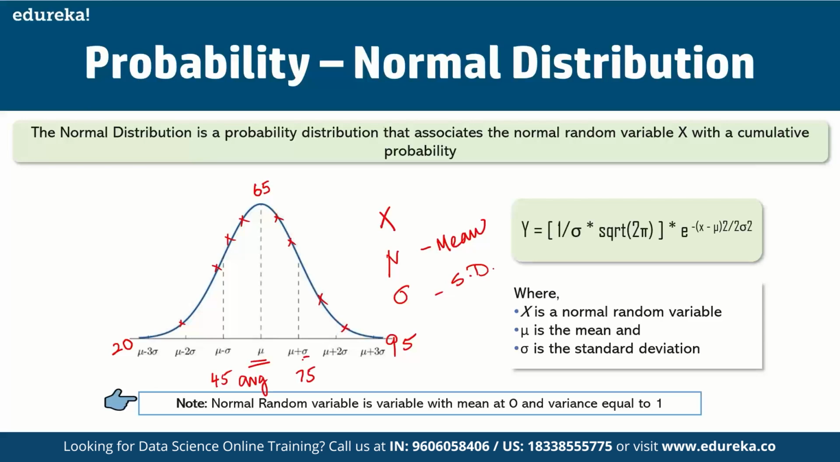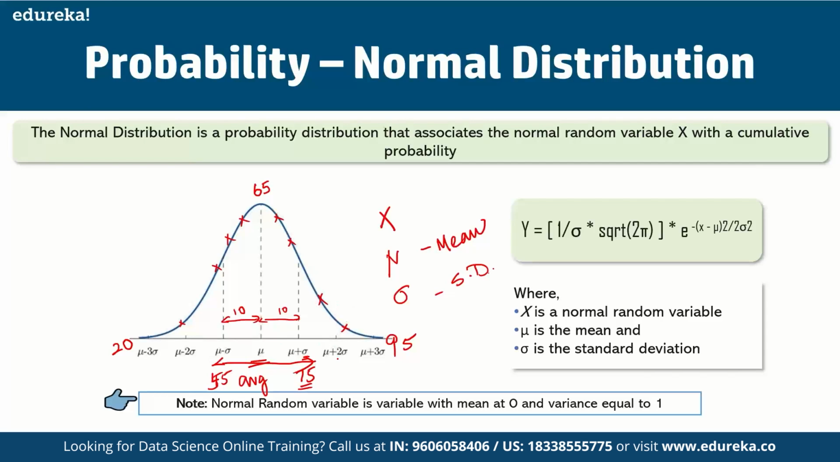What is this sigma here? Sigma indicates standard deviation. How far is the data away from the mean? Let's say we have a student who's got 75. How far is this 75 away from the mean? It is 10 units away from the mean. If it is 10 units here, it has to be 10 units here as well. That means this is going to be a range of, say, 55 to 75. So this is sigma, the standard deviation. That is one standard deviation away from the mean. So this entire range is one standard deviation away from the mean.